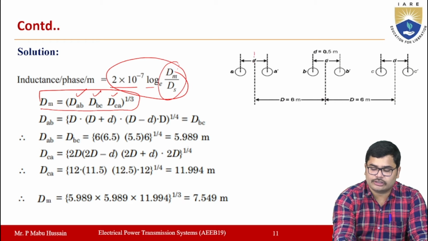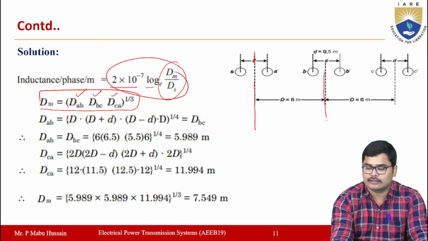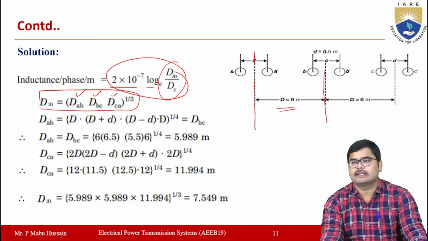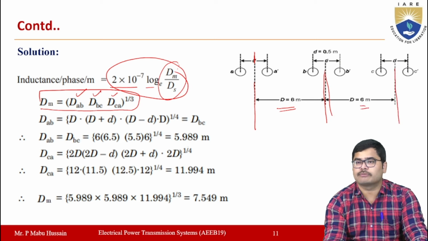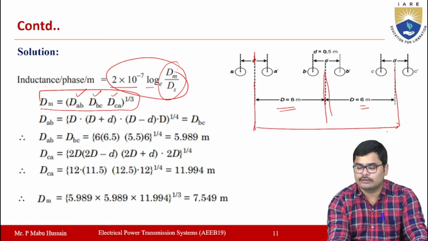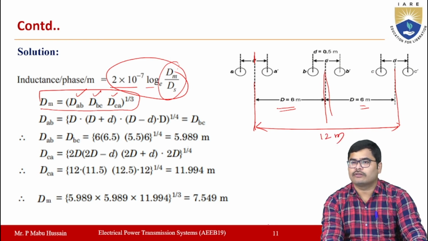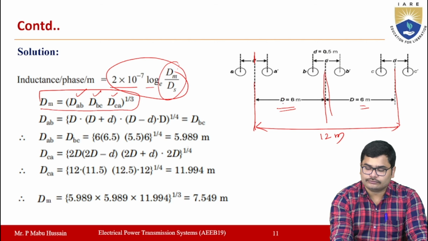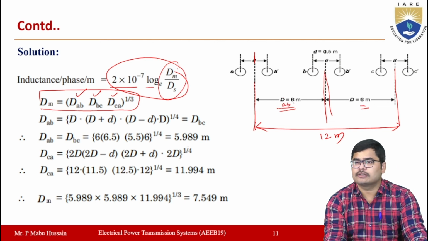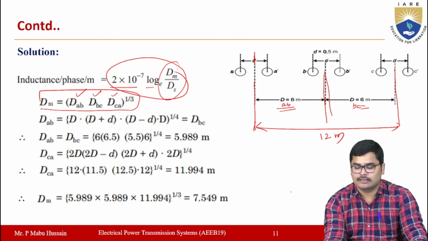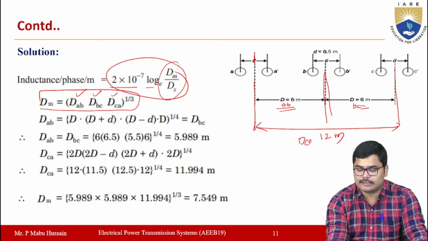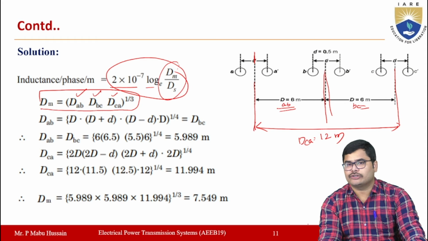So now the center to center distance, if you observe here, this distance is given as 6 meters, and this center to center distance is also given as 6 meters, and from here to here the distance will be 12 meters. Okay, so DAB is 6 meters, DBC is 6 meters, and DCA here is 12 meters.